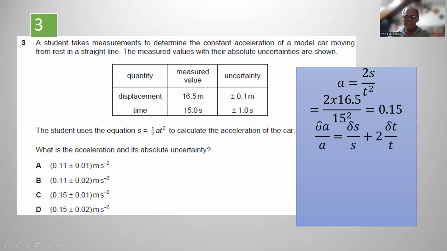Then calculate the uncertainty, the fractional error in a. Right? 2 is a constant, so it doesn't have any fractional error. Delta a over a equals delta s over s plus 2, because of the square there, delta t over t. And substitute. Delta a is what we want. a is that, your a. Then delta s 0.1 divided by 16.5. 2 delta t over t, 1 over 15.